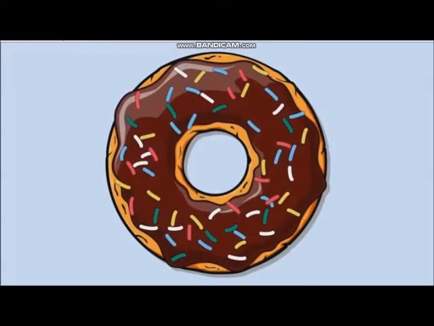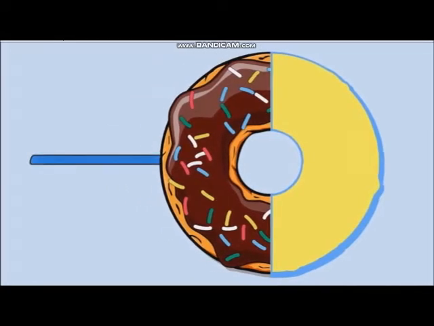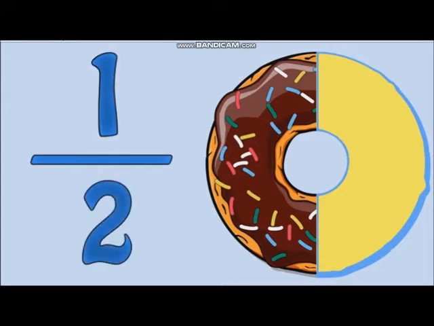Let's take an example of this donut. This donut is divided into 2 equal parts in which one part we have removed or we have taken. So the fraction of this donut will be 1 upon 2. 1 we will write in the numerator because one part we have taken, and we will write 2 in the denominator because this donut has 2 equal parts. So 1 upon 2 is a fraction of this donut.